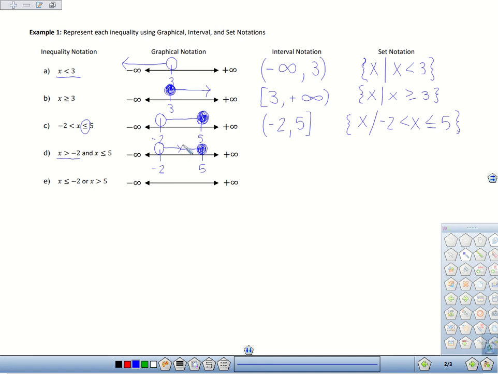And then what about if x is less than 5? So what do you notice happens with the two arrows? They intersect. Good. And what do you notice about C and D? What do you notice about these two? They're actually the exact same, right? See how the number line, the graphical notation ends up being the same? So these two are two different ways to represent the same thing.